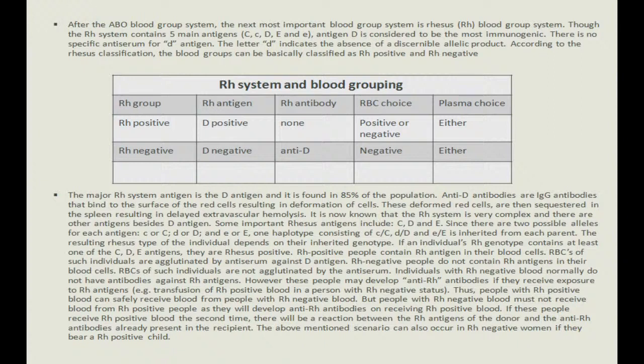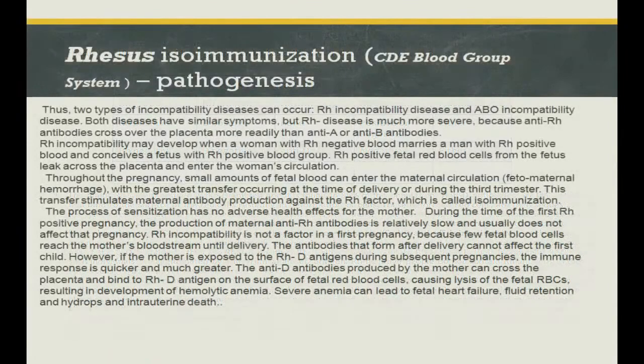The above-mentioned scenario can also occur in a rhesus negative woman if she bears a rhesus positive child. This is the mechanism, the pathogenesis, of development of so-called isoimmunization in pregnancy, which leads to problems with the pregnancy, to impaired development of the fetus in the uterine cavity, and can even lead to antenatal, intranatal, and postnatal death of the conceptus.